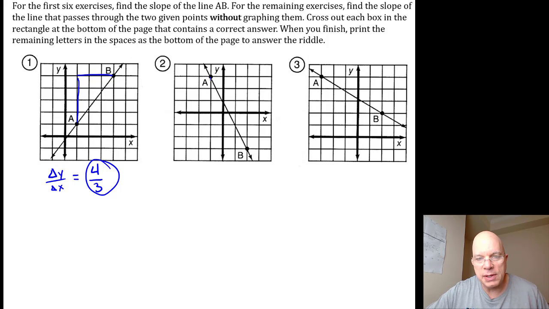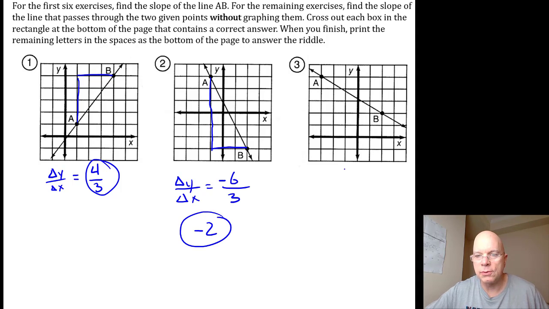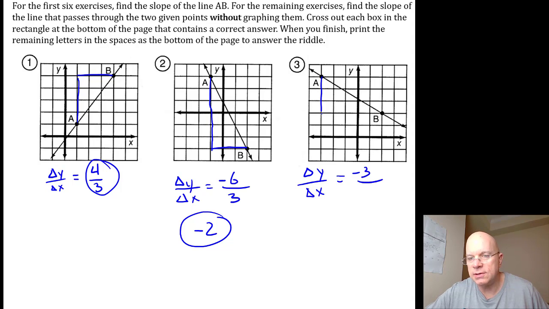2, I'm going to go from A to B again. 1, 2, 3, 4, 5, 6 down. So delta y is -6. Delta x would be 1, 2, 3 to the right, so +3. That simplifies to -2. 3, delta y over delta x would be -3 for the change in y, +5 for the change in x, so -3/5.